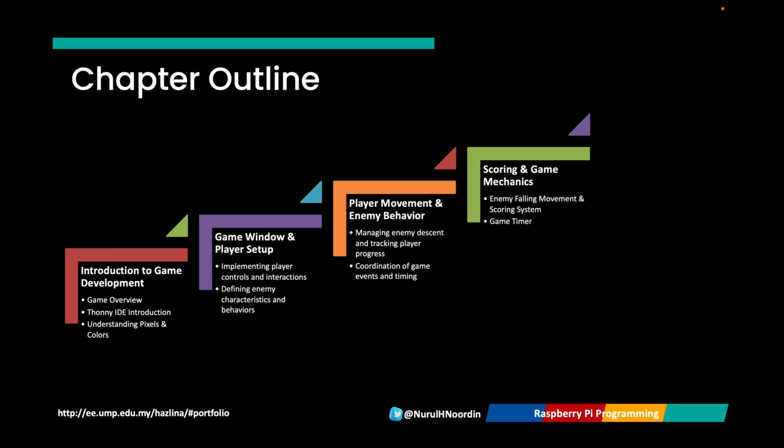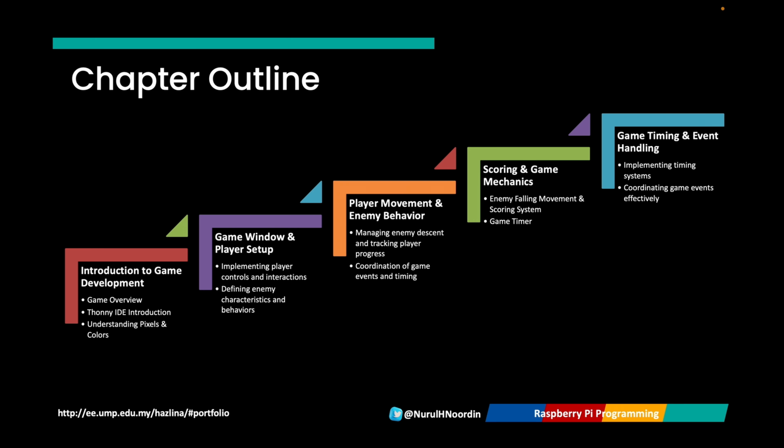The key programming concepts covered include using variables to manage score tracking and understanding the importance of event timing in game development. By the end of this chapter, your game will have structured gameplay elements that provide feedback to the player.